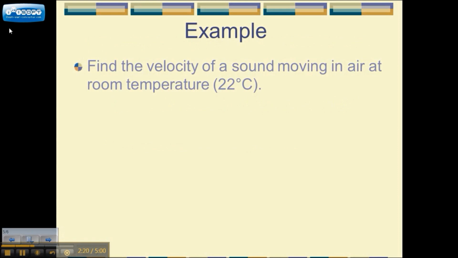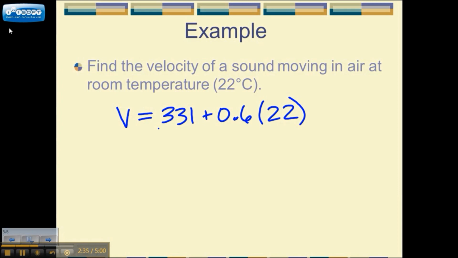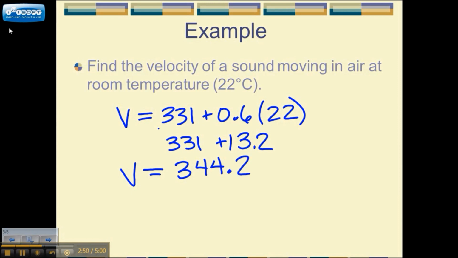Find the velocity of a sound moving in air at room temperature. So the speed of sound is equal to 331 plus 0.6 times the temperature in degrees Celsius, which is 22. So we're going to multiply 0.6 by 22, which we get 13.2, and add that to 331, and so we get a speed of sound of 344.2 meters per second.